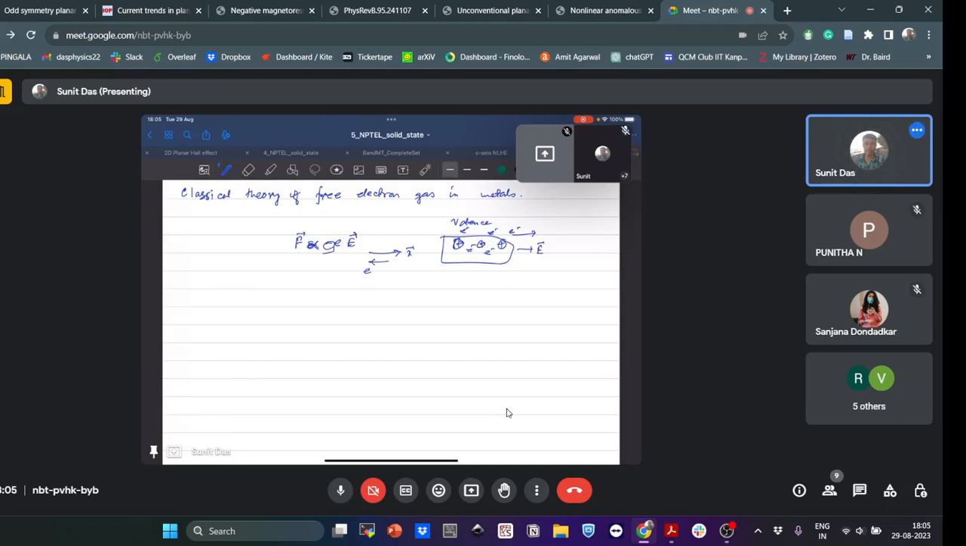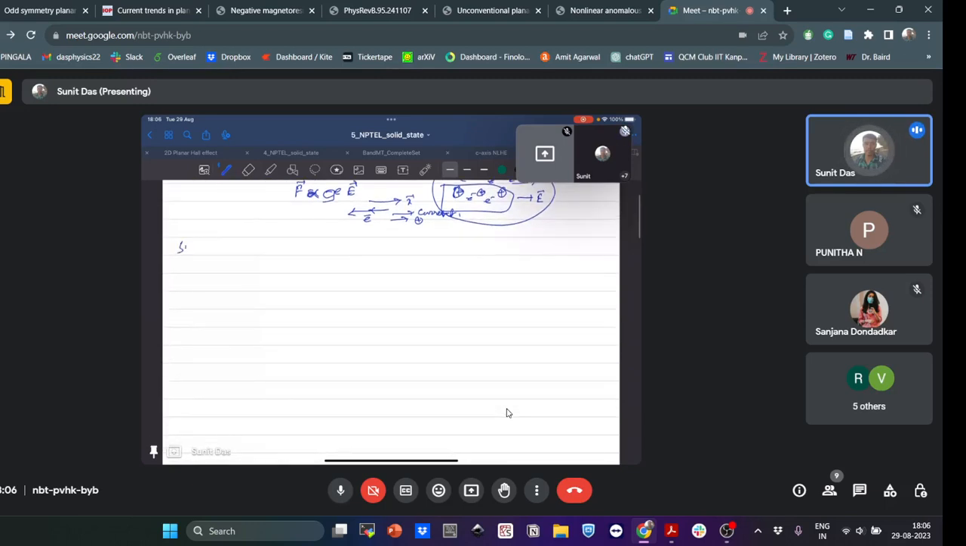And by current we mean the flow of positive particles. So in this direction electrons will flow, and in this direction current will go. That's the classical theory of free electron gas. There are many more things, but the broad idea is this. There are some successes of this classical theory, the so-called Drude model.